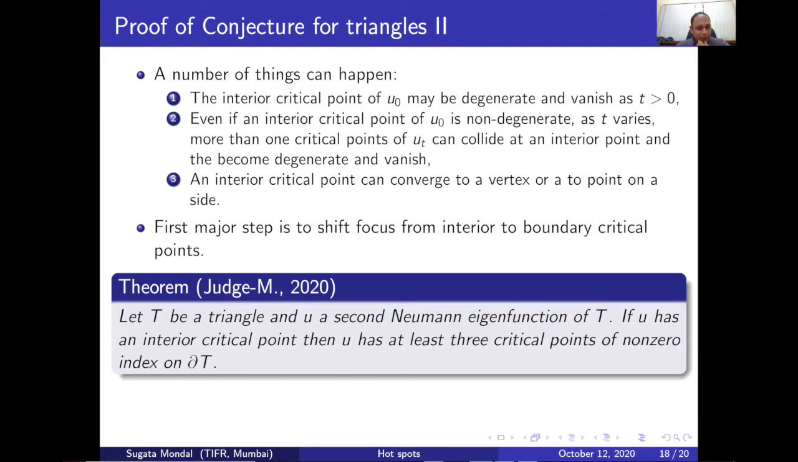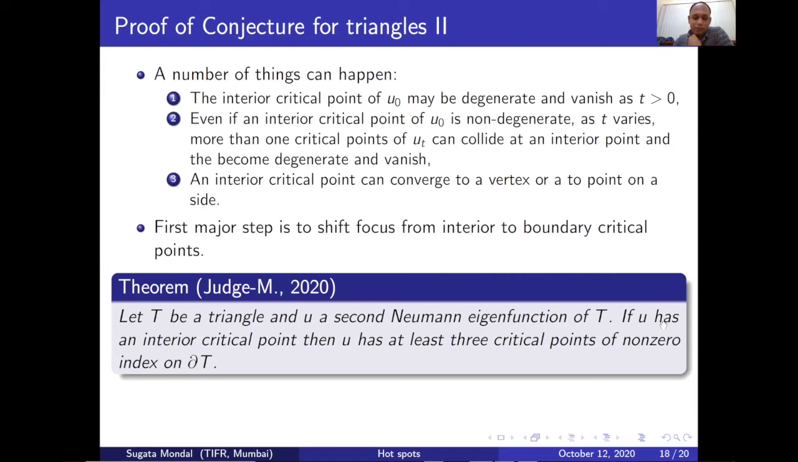Now, the first major step in our approach is a result that in some sense shifts the focus from the interior. The conjecture says that the global extrema cannot be in the interior, so basically the conjecture is about things that happen in the interior, but then we shift the focus from the interior to the boundary of the domain. What this theorem says is that if you take a triangle T and its second Neumann eigenfunction, then if you do have an interior critical point, you already have 3 critical points.